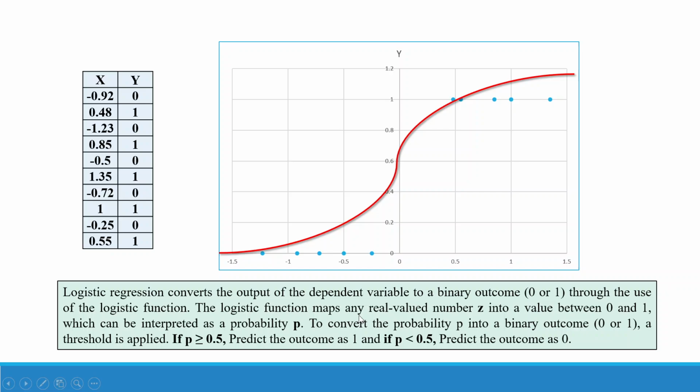The logistic function maps any real number z into a value between 0 and 1. So the function will only give two outputs, either yes or no, 1 or 0. To convert the probability p into a binary outcome, a threshold is applied. If p is greater than or equal to 0.5, the prediction outcome will be 1, and if p is less than 0.5, the prediction outcome will be 0.